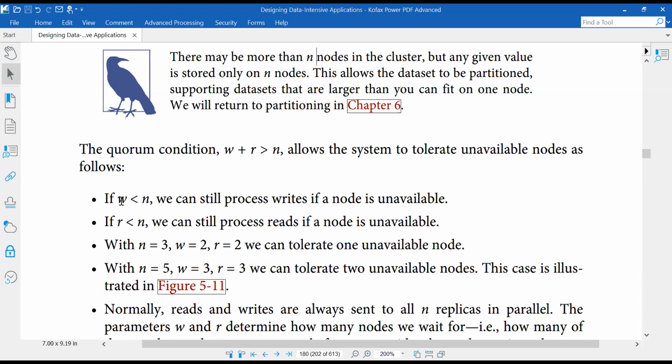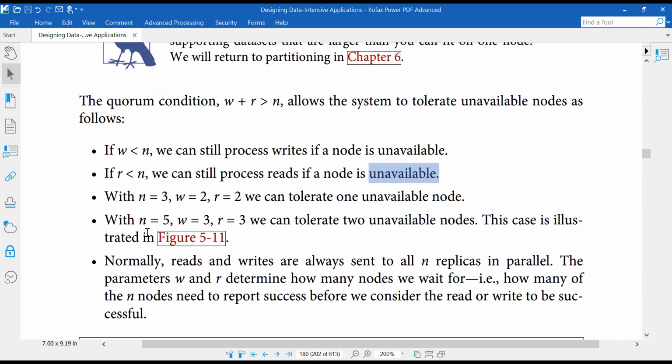If W is less than N, writes acknowledgement is less than the nodes. We can still process writes if a node is unavailable. Agreed. If it's less than N and one of the nodes goes down, it's fine. Out of 3, 2 can acknowledge, but it's less than that. If R is less than N, we can still process reads if a node is unavailable.